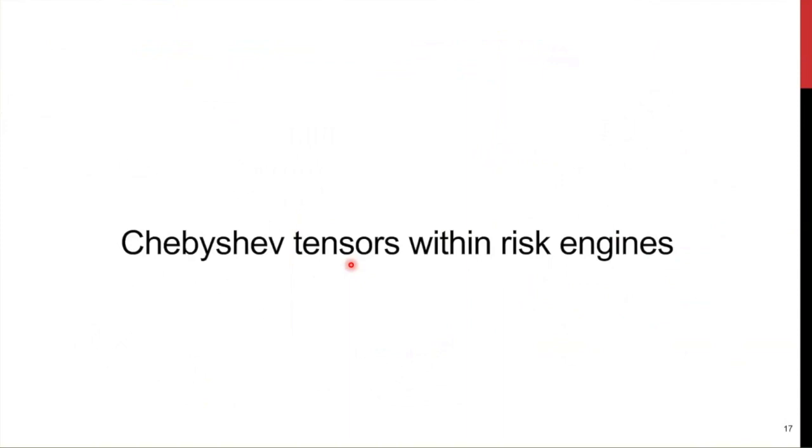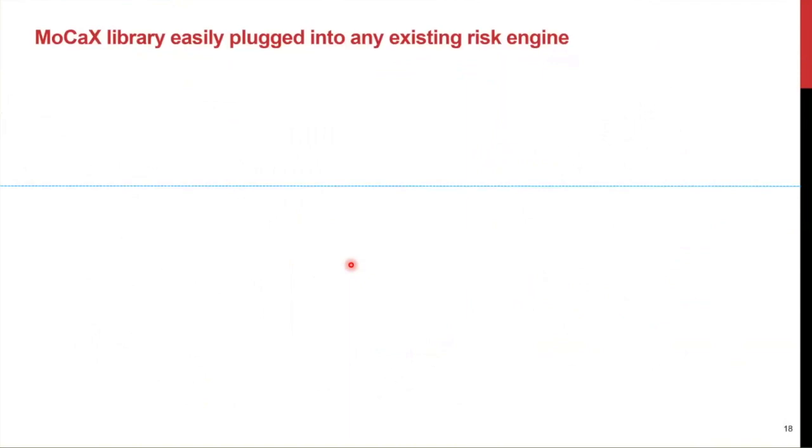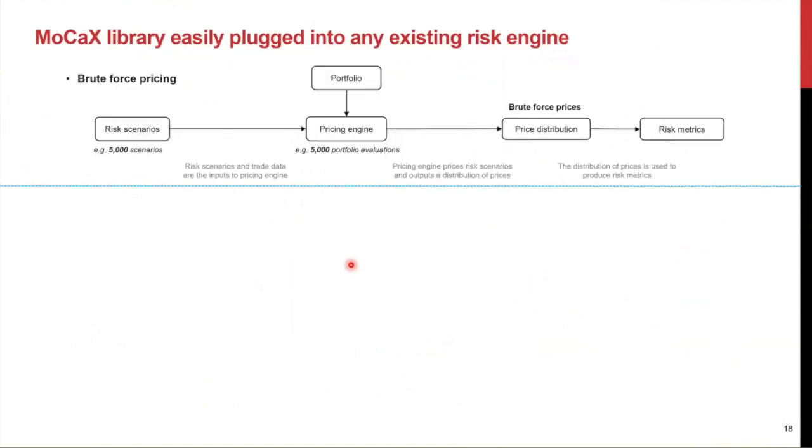Now let's jump to a brief description of how we can use Chebyshev tensors within risk engines. And for that, first of all, I'm going to mention how a typical risk calculation takes place. So for example, take the risk scenarios that you need to prepare. It doesn't really matter how you obtain them. Let's say that you've already got them, 5,000 scenarios, just as an example. These 5,000 scenarios get passed to the pricing engine where they get priced. That's the particularly difficult step that we identify. That's what is costly to run. Then you obtain the price distribution, which will be another 5,000 of these prices. And then from that price distribution, you can come up with the metrics that you need. It could be CVA values or capital values.